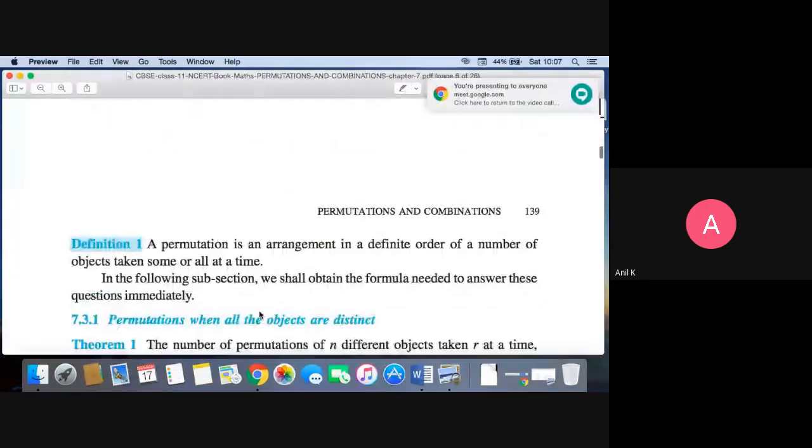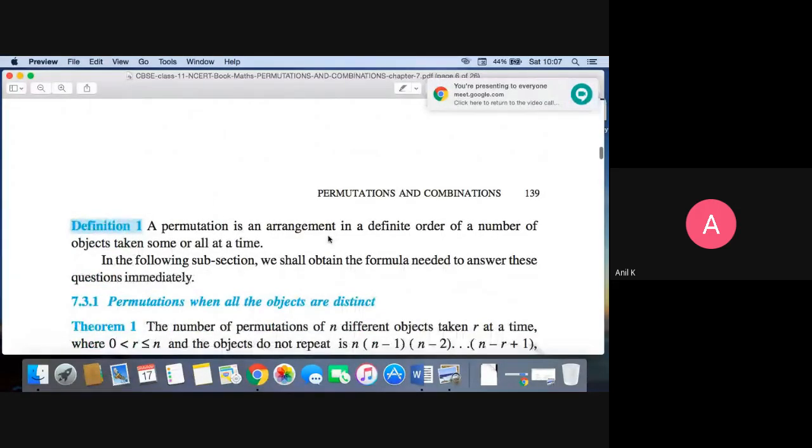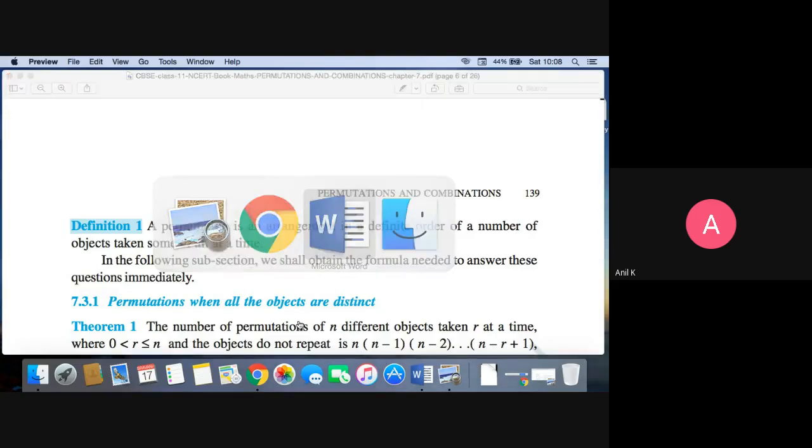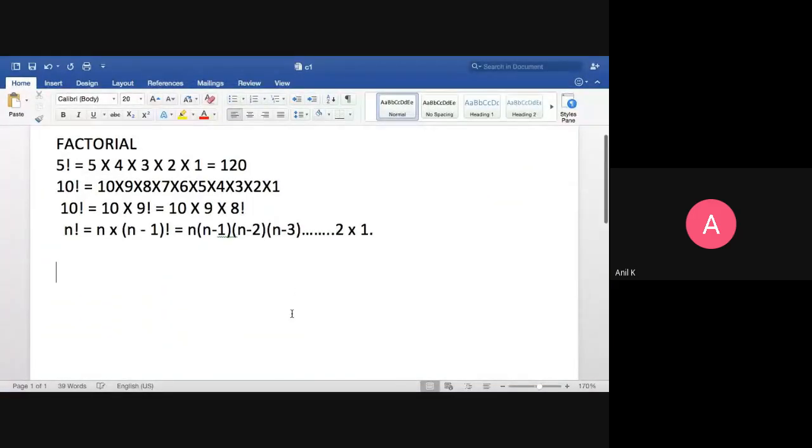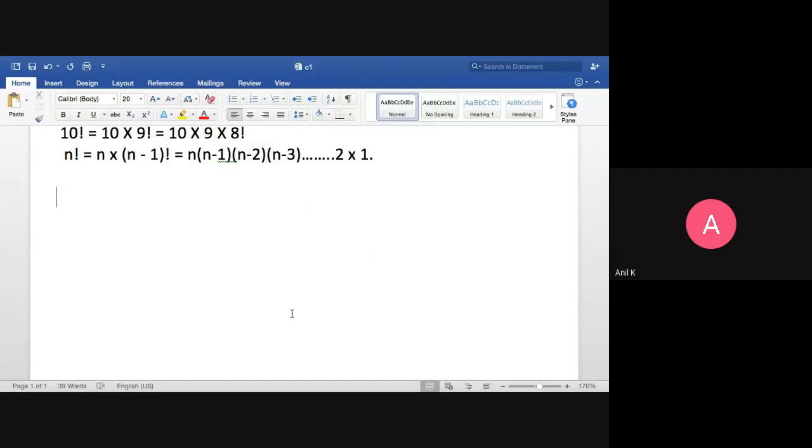If you want the proper definition, a permutation is an arrangement in a definite order of a number of objects taken some or all at a time. In the previous class, we discussed all at a time. We have not discussed some at a time. What do you mean by some at a time? For example, let me take the word we discussed, ROSE.